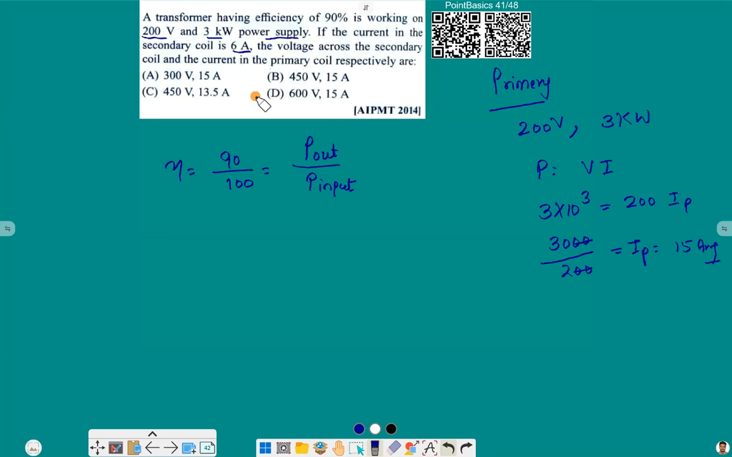Now coming to the output. Now output current is 6 ampere. So using this method, 9 by 10 is equal to P out by input power. P out will be secondary voltage times secondary current, that is Vs into 6, divided by input power. Input power is 3 kilowatt. So 3000, the zeros get cancelled. This will be 450, and Vs is 450 volts. So here it is, option B is the right answer here. Let's move to the next one.